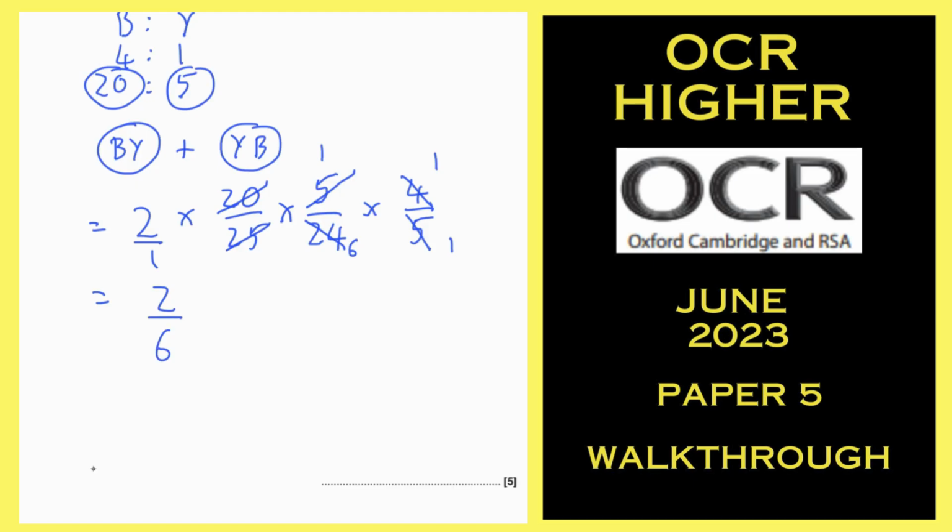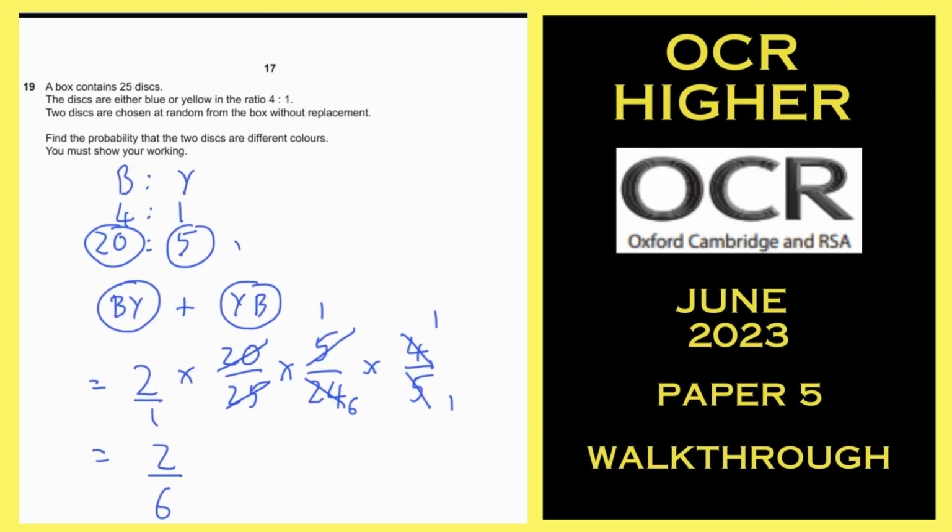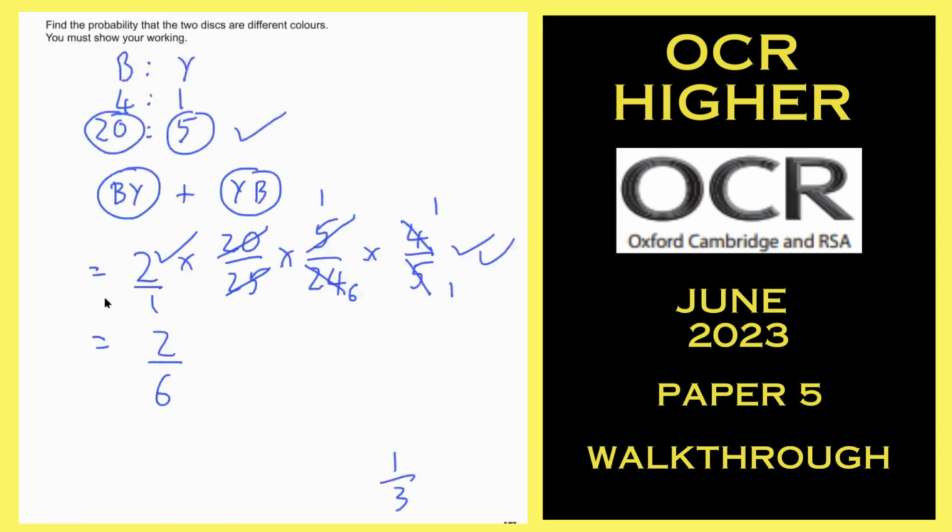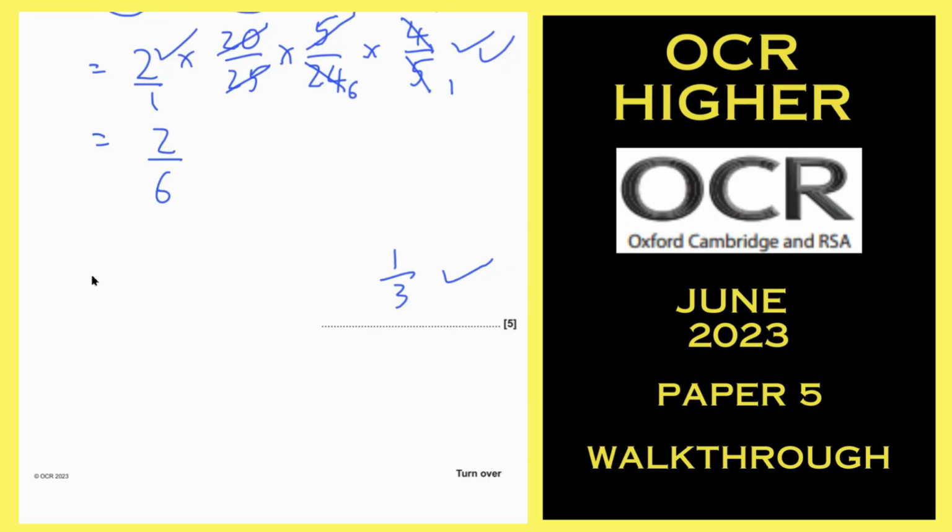Oh, I missed a bit of pre-cancelling. I can do it now for a third. Marks-wise, one of them, one for there, couple for the rest, and one for your answer.